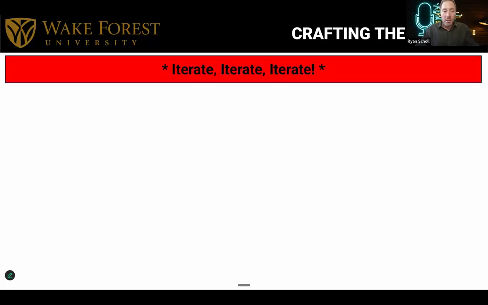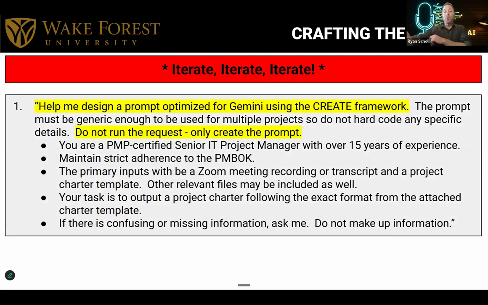So how did I make that first prompt? I've highlighted this: iterate, iterate, iterate. This wasn't the exact prompt. It's something similar, but I couldn't find the exact one. I wrote into the model, help me design a prompt. And I said, using Gemini, because all models are slightly different, use the CREATE framework, like I said, that's character, request, extras, adjustments, target audience. You can use any framework, and you don't have to use a framework if you don't want. But it's very important. I said, help me design a prompt. And then down here, I said, do not run the prompt, only create the prompt.